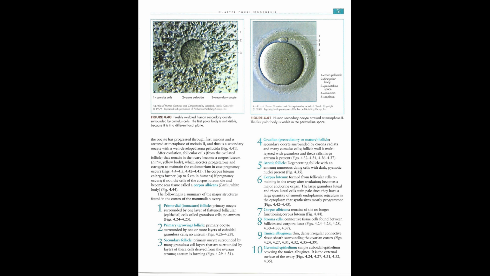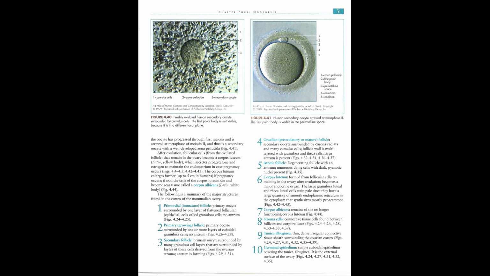Tertiary, Graafian, preovulatory or mature, follicle: secondary oocyte surrounded by corona radiata and many cumulus cells, follicle wall is multi-layered with granulosa and theca cells, large antrum is present, Figs 4.32 to 4.34, 4.36 to 4.37. Atretic follicle: degenerating follicle with an antrum, numerous dying cells with dark, pyknotic nuclei present, Fig 4.35.